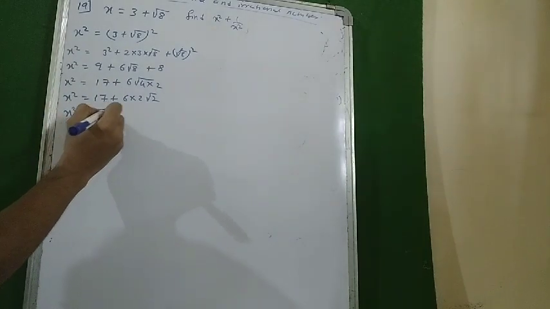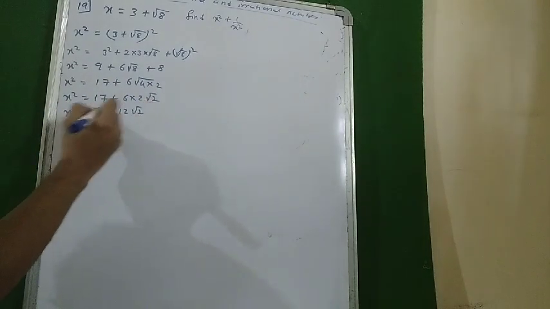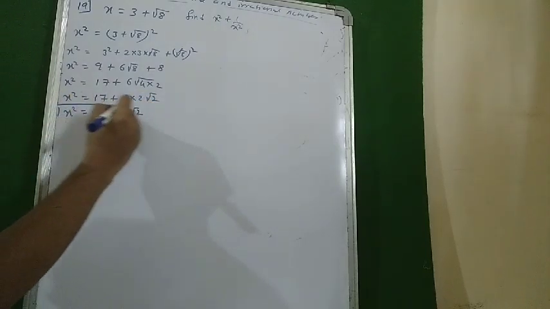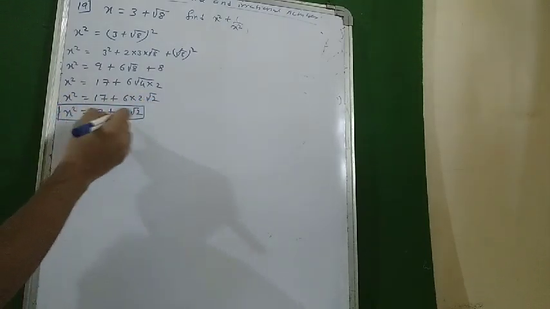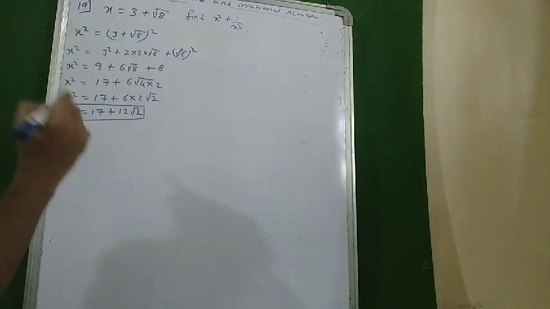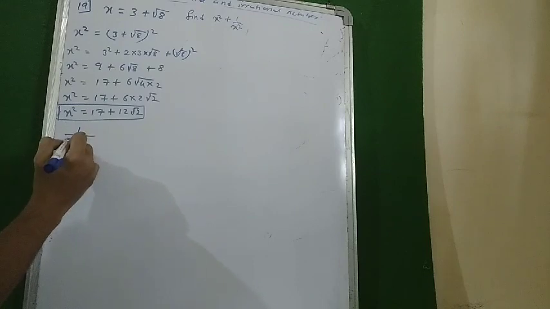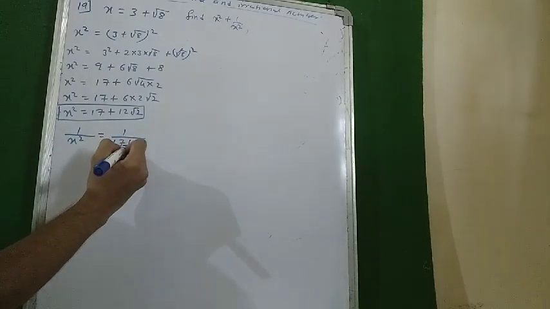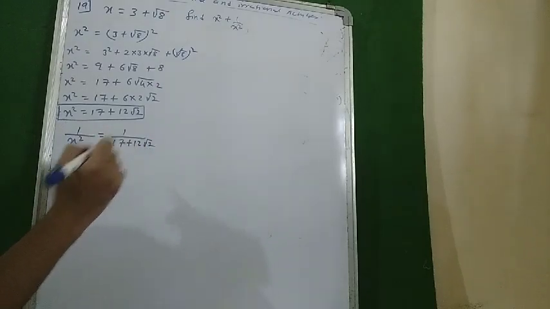X square is equal to 17 plus 12 root 2. Now we want 1 upon x square. So 1 upon x square is nothing but 1 upon the value of x square, which is 17 plus 12 root 2.